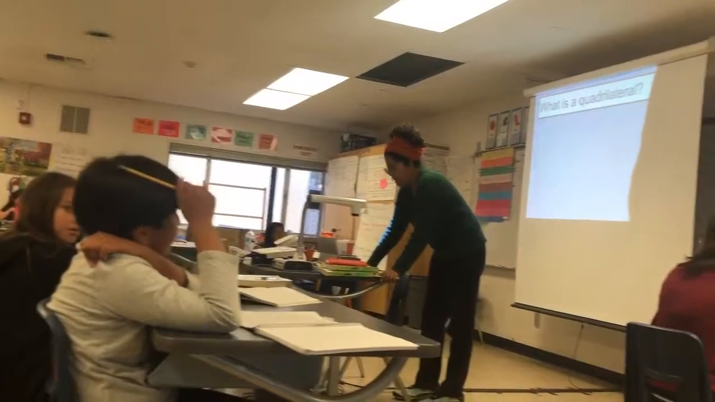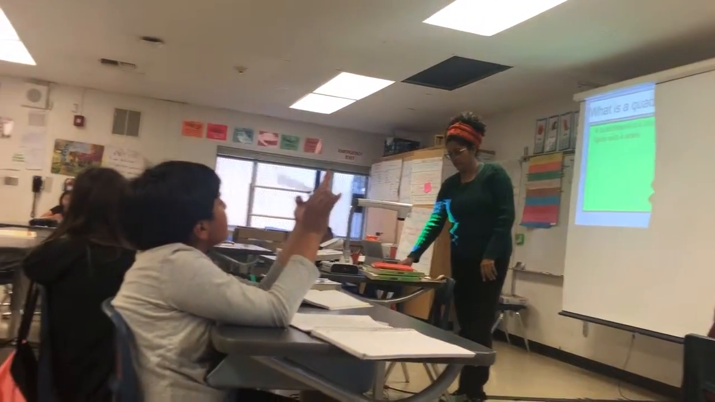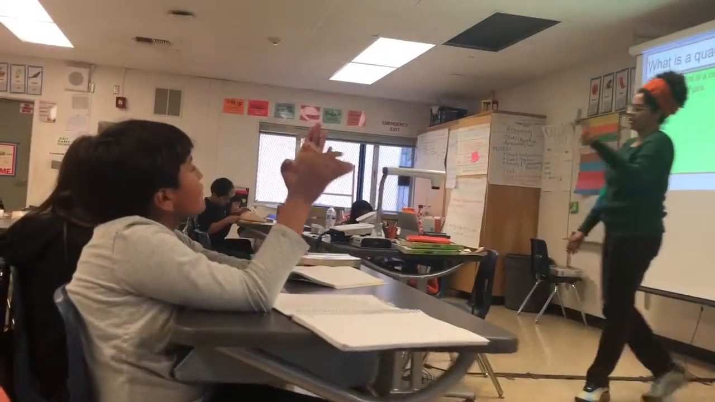What is a quadrilateral? It's a four-angle shape. It's a square. A quadrilateral is a closed two-dimensional figure.